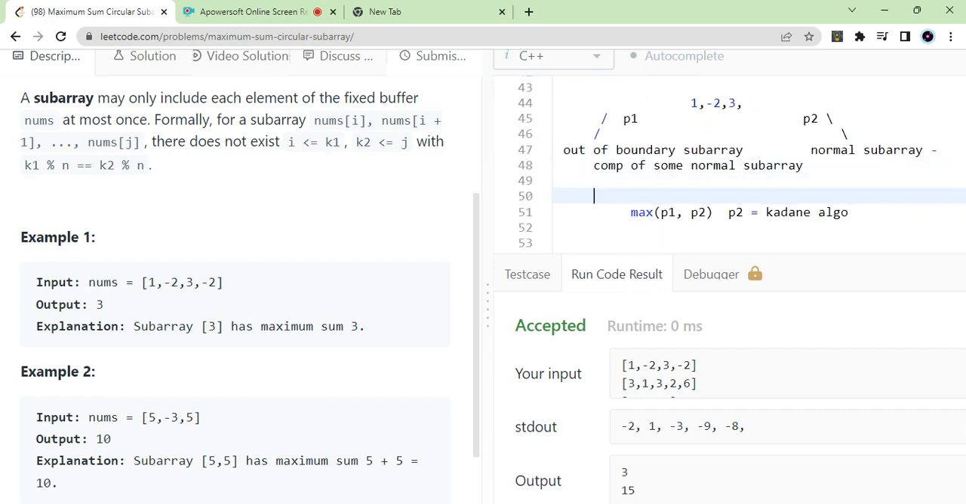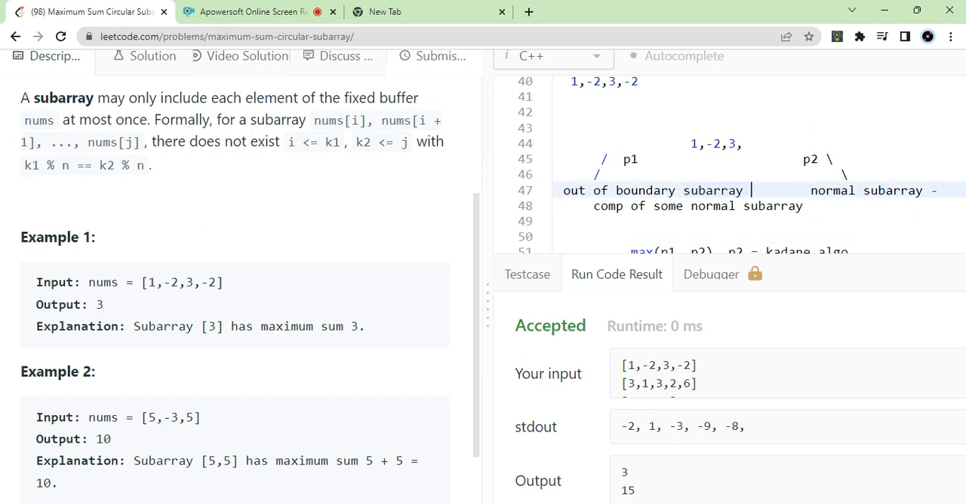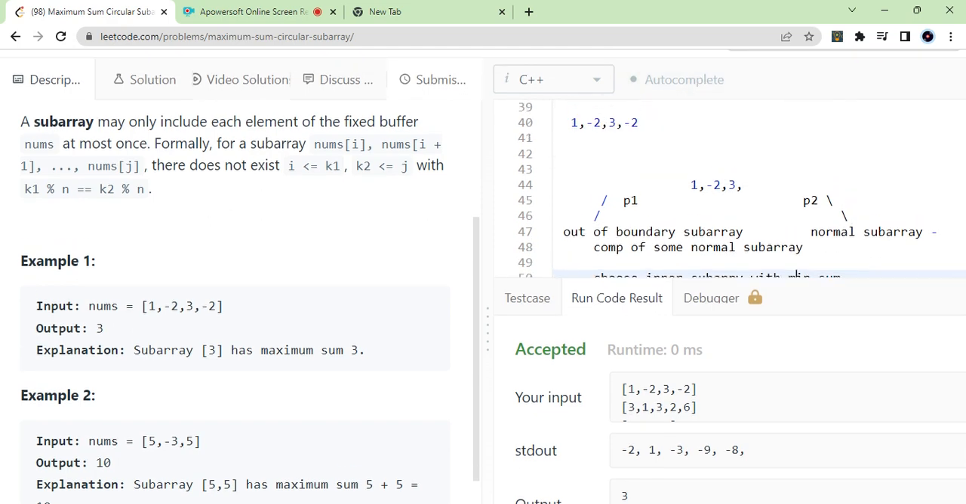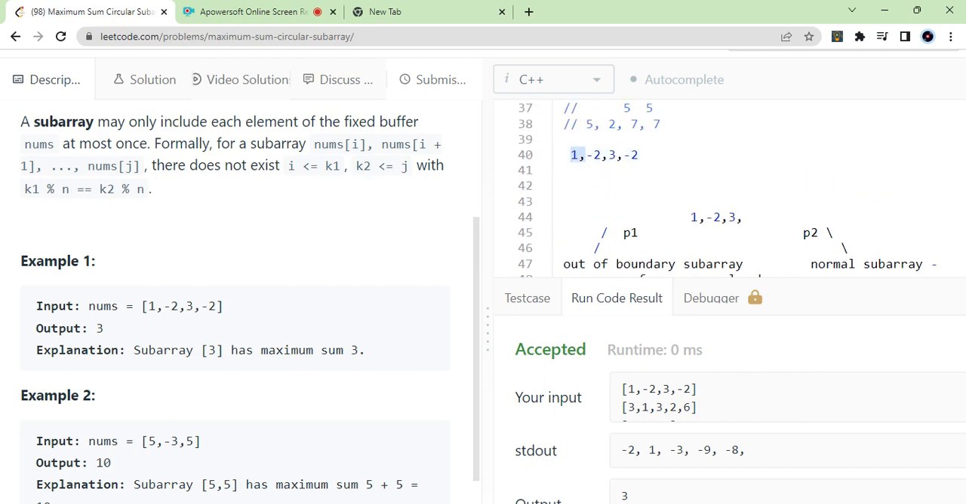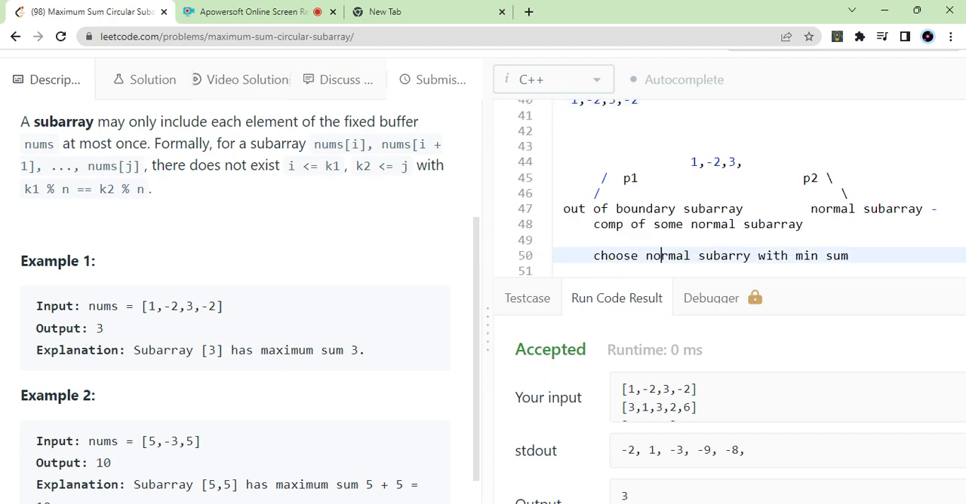Now you also have to do this intelligently. The smart approach is, because you want the out of boundary subarray to have the maximum sum, you will choose the inner subarray having the minimum sum. So choose the inner subarray with a minimum sum. This is the next observation. Now, to find the minimum sum subarray, the inner subarray, is a normal subarray, because all inner subarrays are normal subarrays, even if they start from the beginning. This is also a normal subarray, and this too, so there is no problem. So choose a normal subarray with a minimum sum.